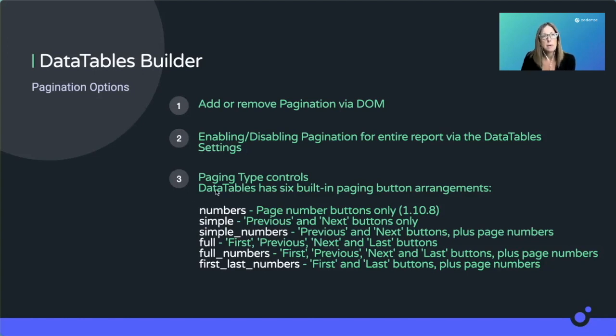And then we can also control how the pagination looks. There's a setting we can call paging type that lets us tell the system how we want it to display. There are 6 options here and they're listed, and we'll go through those in the demo so you can get an idea of what they look like.